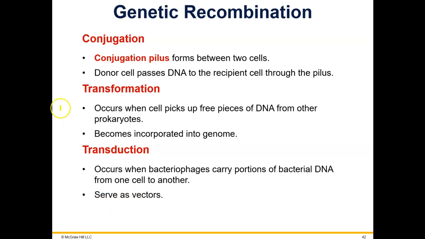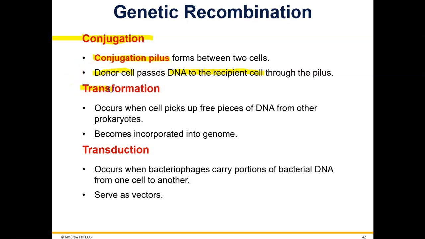And lastly, there are 3 ways that bacteria can recombine their genetic material. Conjugation occurs when you have 2 bacteria. One is called the donor cell and one is called the recipient cell. And what they do is the donor cell passes DNA into the recipient cell through a conjugation pilus. So conjugation occurs through 2 live bacteria and a conjugation pilus.